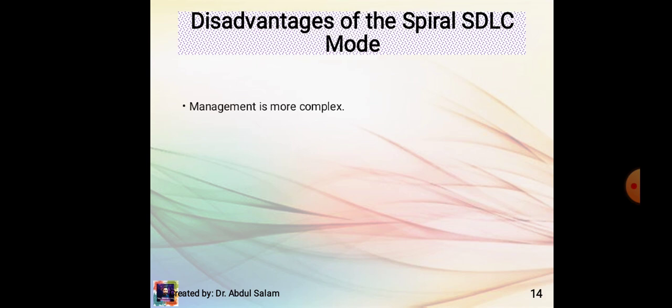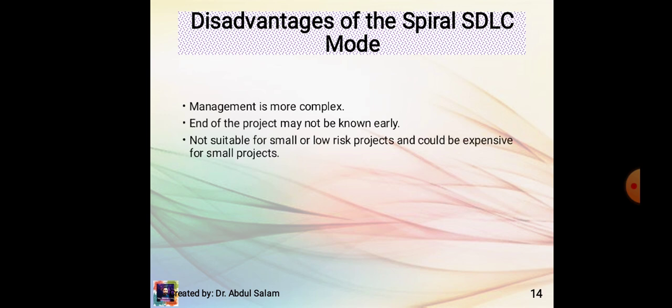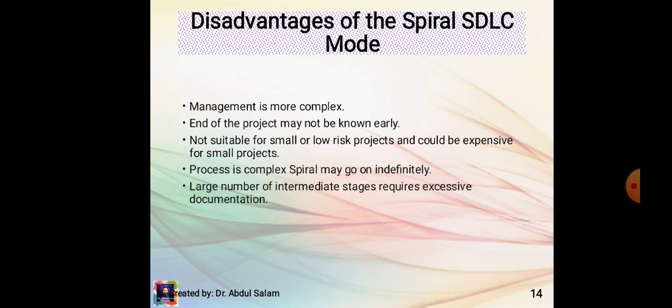Disadvantages of the spiral SDLC model. Management is more complex. End of the project may not be known early. Not suitable for small or low risk projects and could be expensive for small projects. Process is complex, spiral may go on indefinitely. Large number of intermediate stages requires excessive documentation.